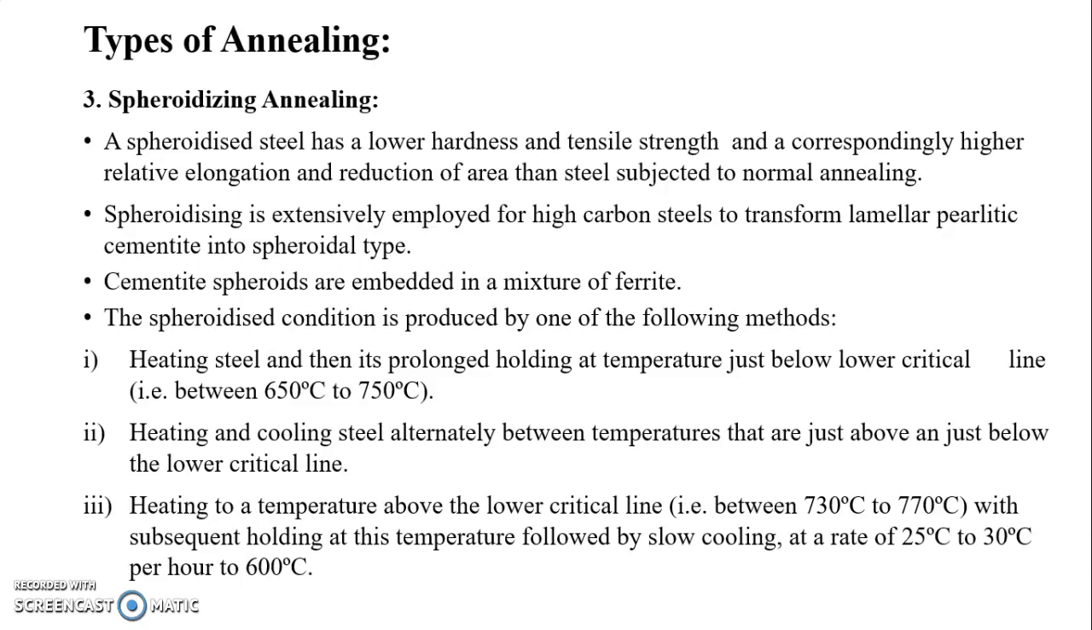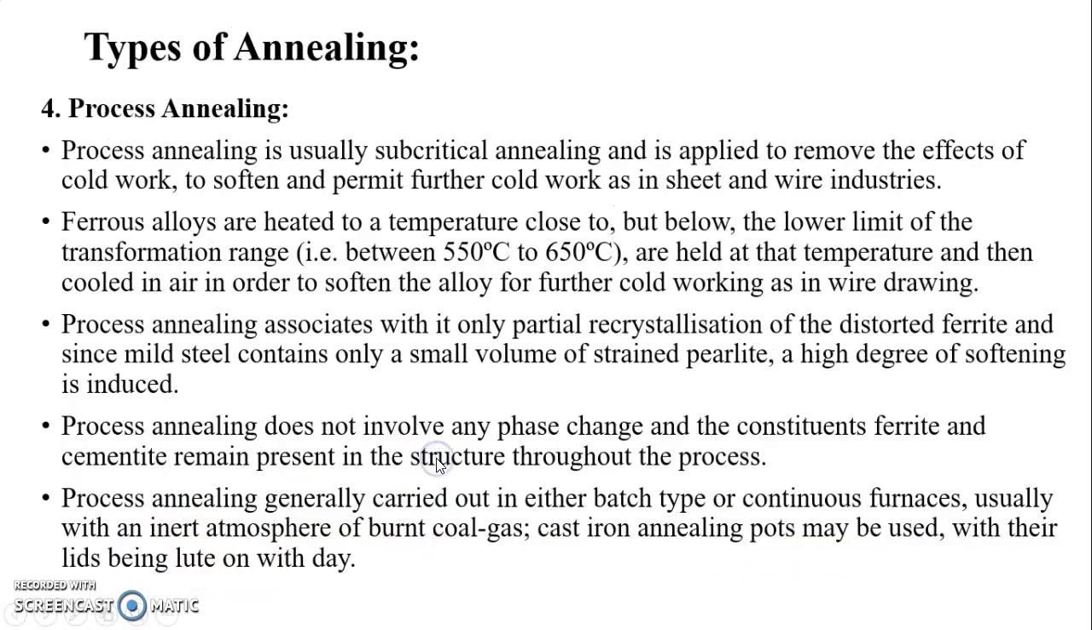Heating and cooling steel alternately between temperatures that are just above and just below the lower critical line. Or heating to a temperature above the lower critical line, that is between 730 degrees Celsius and 770 degrees Celsius, with subsequent holding at this temperature followed by slow cooling at a rate of 25 degrees Celsius to 30 degrees Celsius per hour to 600 degrees Celsius.